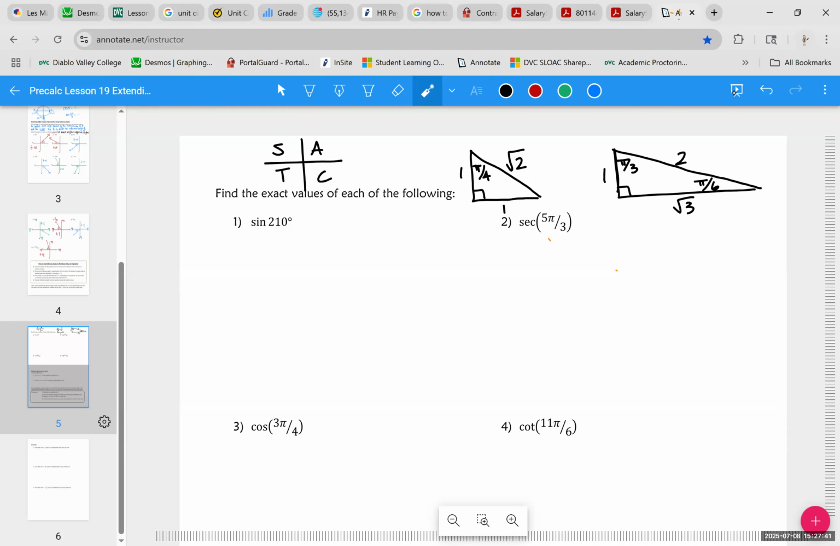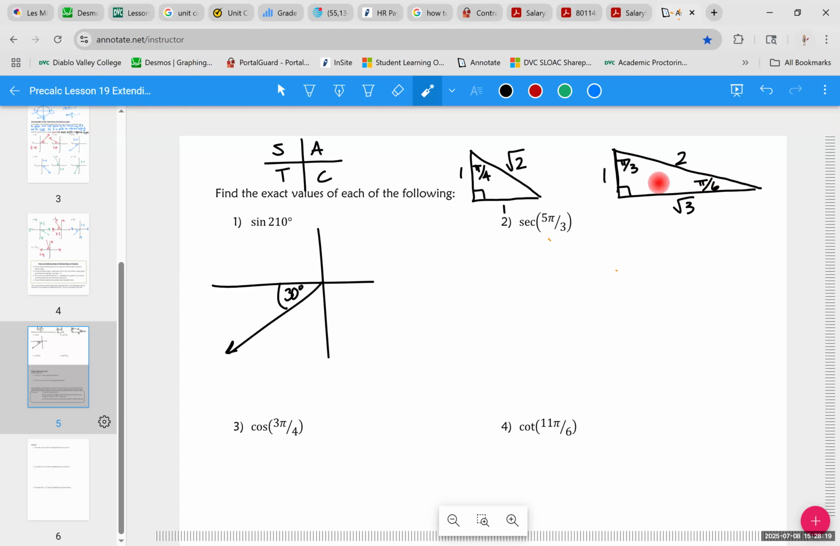Okay, so let's start with finding the exact value of the sine of 210. I'm going to look at 210. Where is that? The more you do this, the faster you get. So 210 is in this quadrant right here, and its reference angle is 30 degrees. So I'm going to look at 30 degrees in my triangle, which is the pi over 6, and find the sine of that.